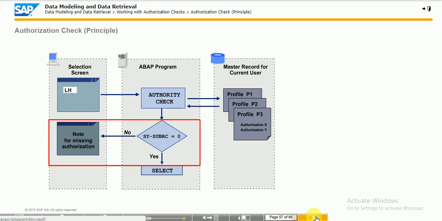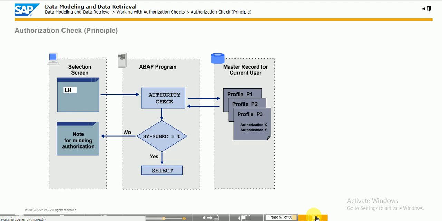SY-SUBRC greater than or less than 0: user does not have sufficient authorization and an error or warning message is displayed. Similar to the technique described, you have the possibility of controlling access to the entire program and transactions using authorizations. However, consider such checks as additions to and not substitutions for the explicit authorization check by the developer.